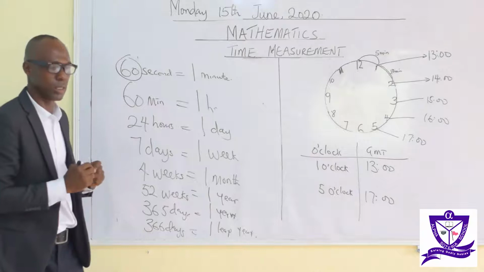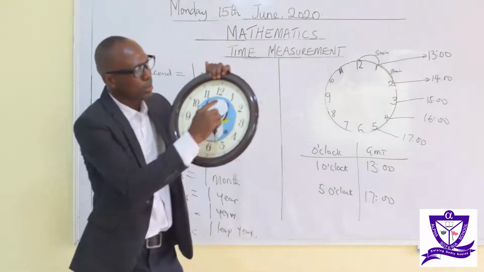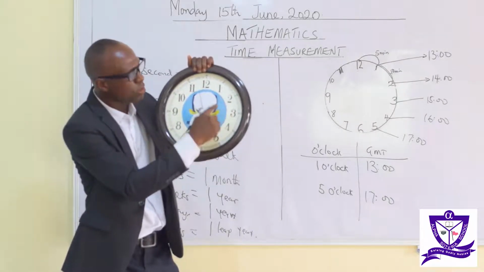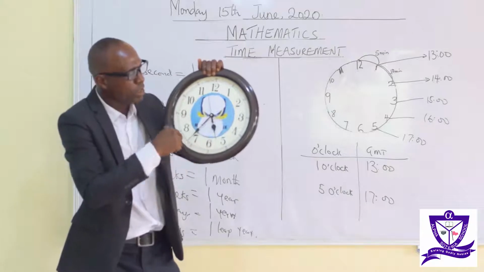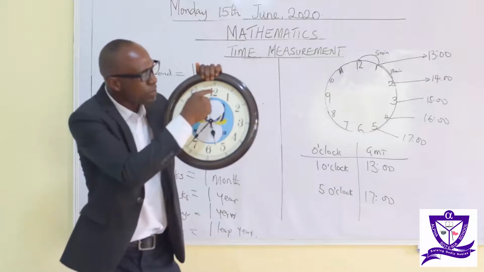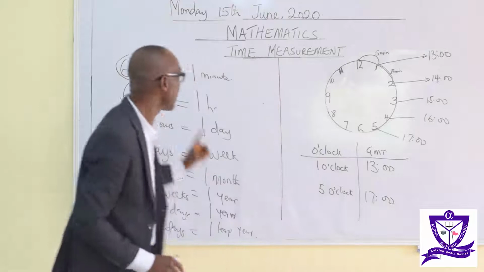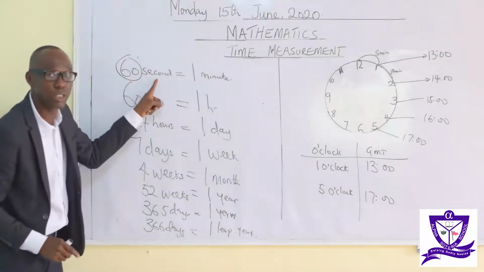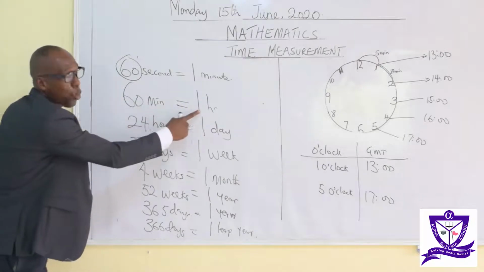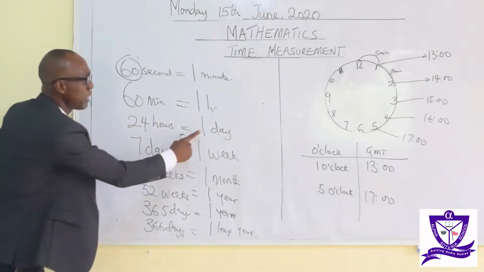Let us prove that. Number one, remember that I mentioned to you that there are 5 minutes in between 12 and 1. 5 minutes, 5 minutes, 5 minutes. So if you calculate all the 5 minutes back to this 12, it will make 60 minutes. 5 times 12 is 60. That is how we measure in 60. So 60 seconds make 1 minute. 60 minutes make 1 hour. 24 hours make 1 day.